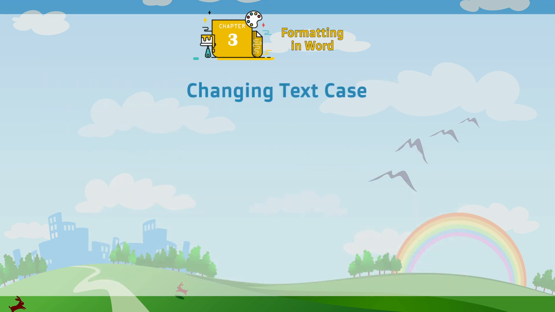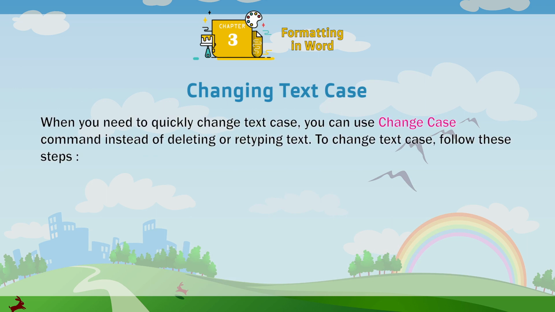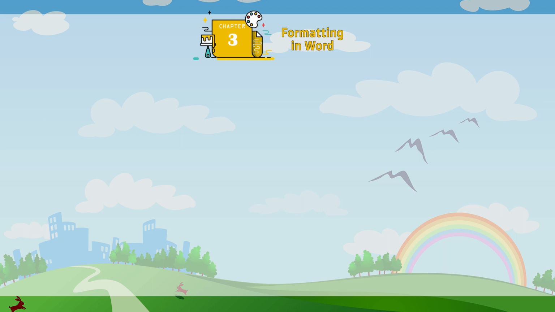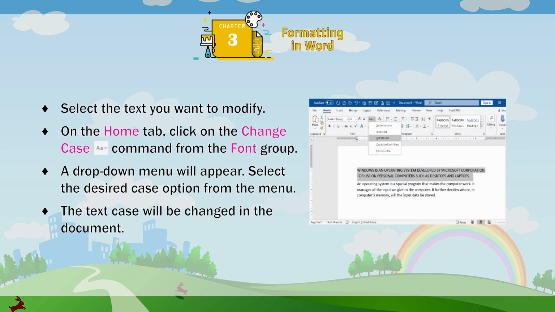Changing text case. When you need to quickly change text case, you can use the Change Case command instead of deleting or retyping text. To change text case, follow these steps. Select the text you want to modify. On the Home tab, click on the Change Case command from the font group. A drop-down menu will appear. Select the desired case option from the menu. The text case will be changed in the document.